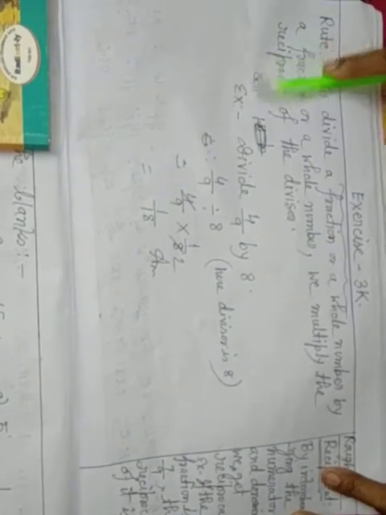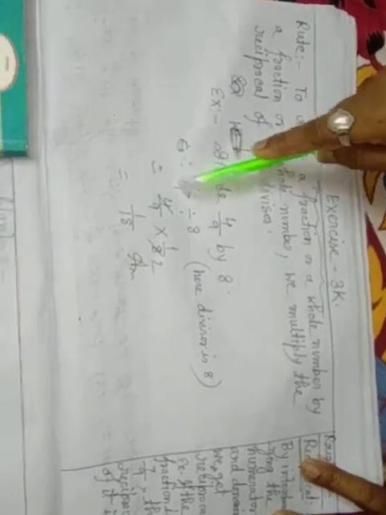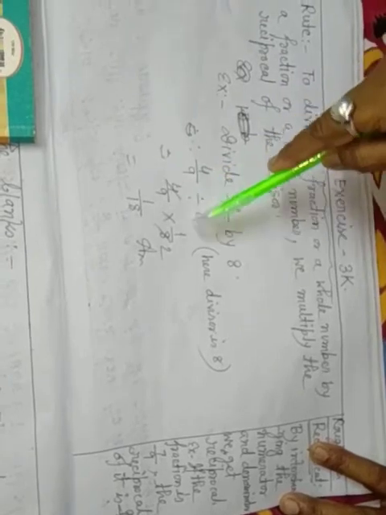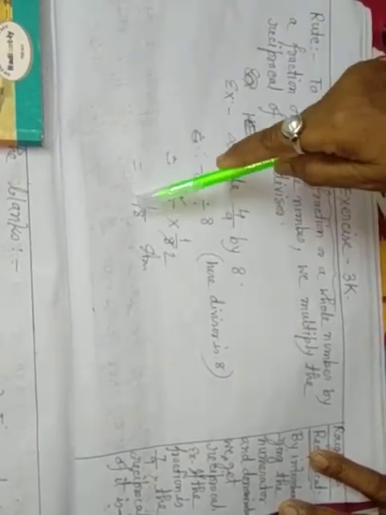This is the example. Divide 4 by 9 by 8. That is 4 by 9 divided by 8. So 4 by 9 into 1 by 8. 4 twos are 8. So 1 by 18. Answer. Okay. This is the example.